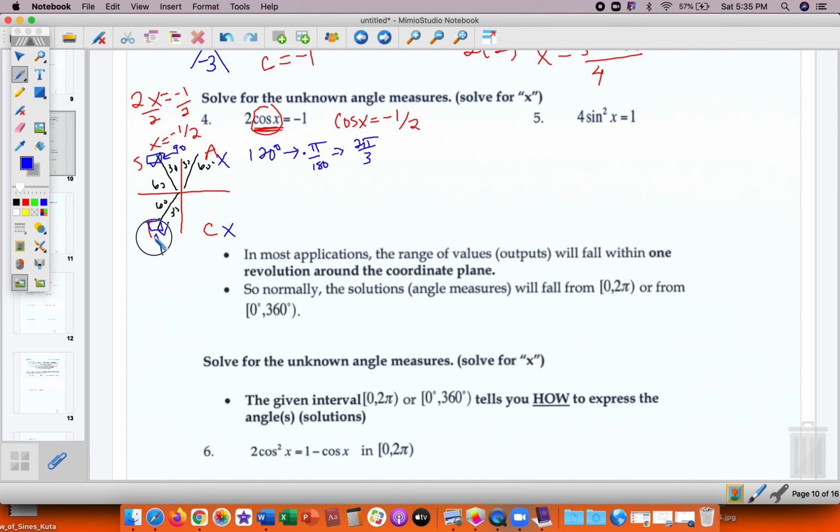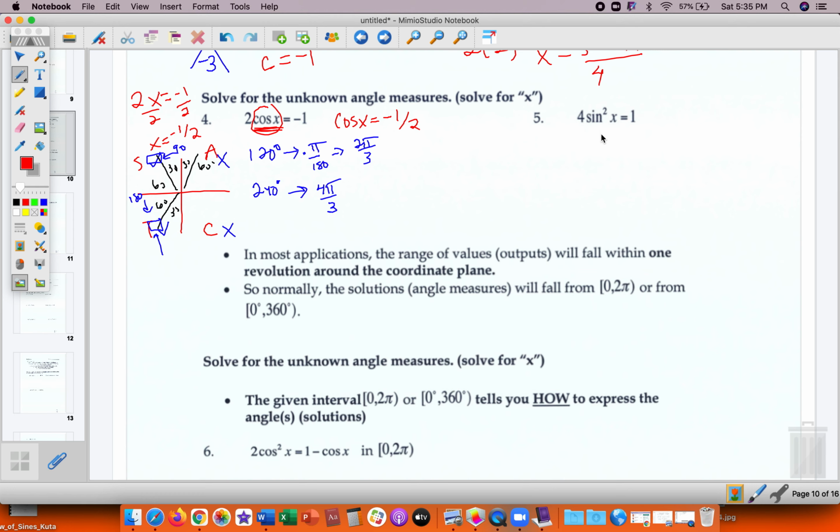And down here, we know we'd have 180 plus that 60 degree sliver. So we have 240 degrees, which is the same as 4 pi over 3 radians. Notice there are multiple values, right? Multiple places that you can have a ratio of negative 1/2.